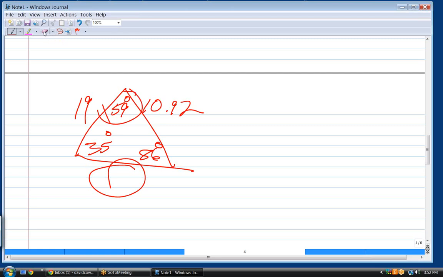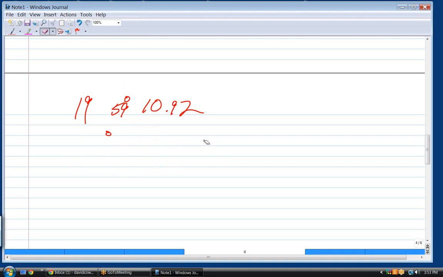In other words, this relationship in triangles is paramount. The largest side has to be opposite the largest angle. The smallest side has to be opposite the smallest angle. And the middle angle has to be opposite the middle side. All right.